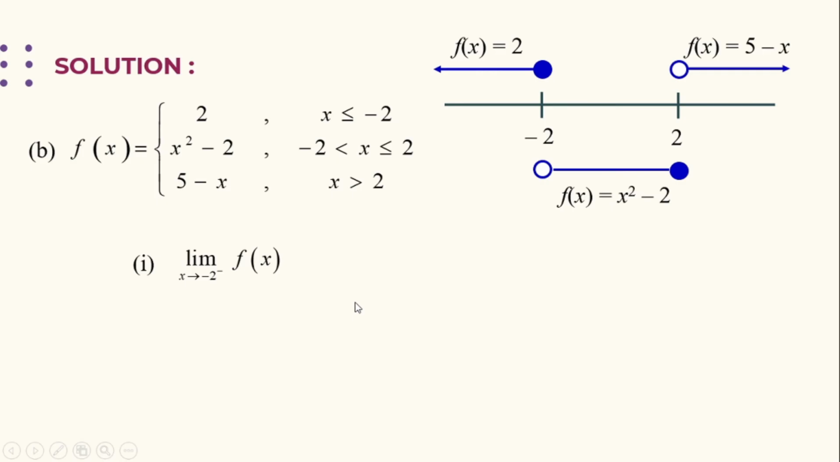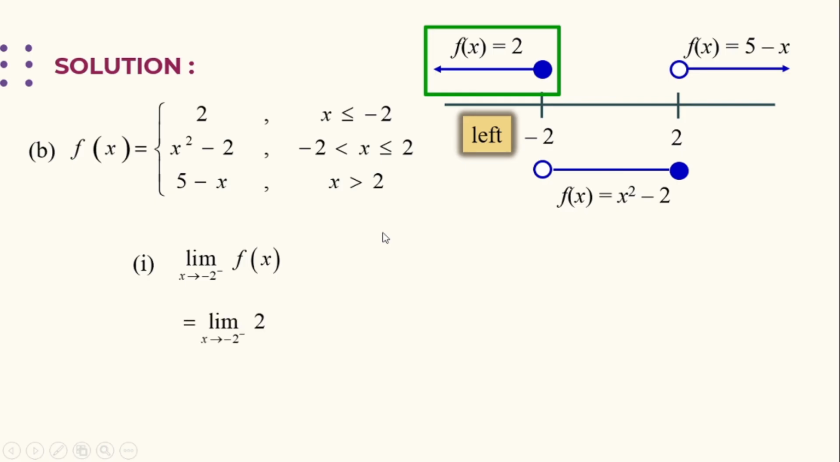Okay, let's try the first limit. We are asked to find the limit of f(x) when x approaches -2 from the left. So we stay to the left of x equal to -2, and we notice that the function is f(x) equals 2. So we replace f(x) with 2, and f(x) is a constant function, so we know the limit value of this f(x) when x approaches -2 from the left is the constant 2.